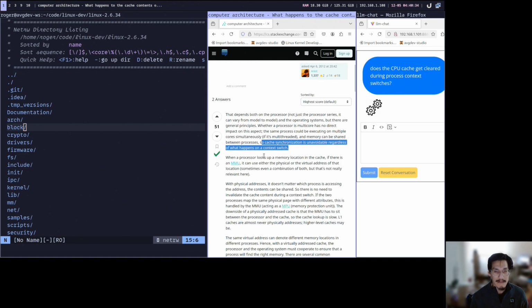So I'm guessing no, cache is not flushed or cleared. When a processor looks up a memory location in the cache, if there is an MMU, it can either use the physical or the virtual address of that location. Sure.